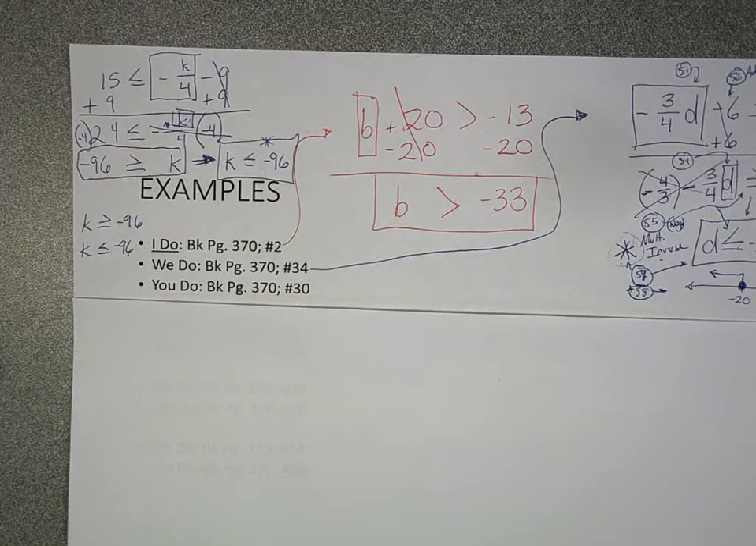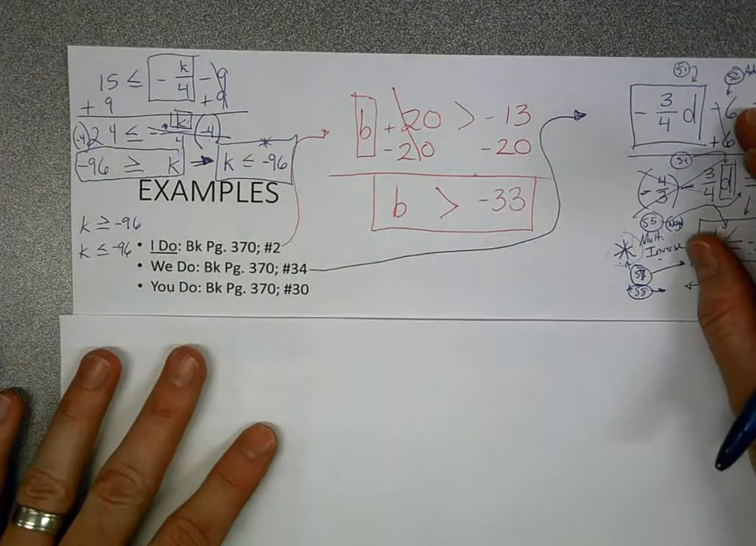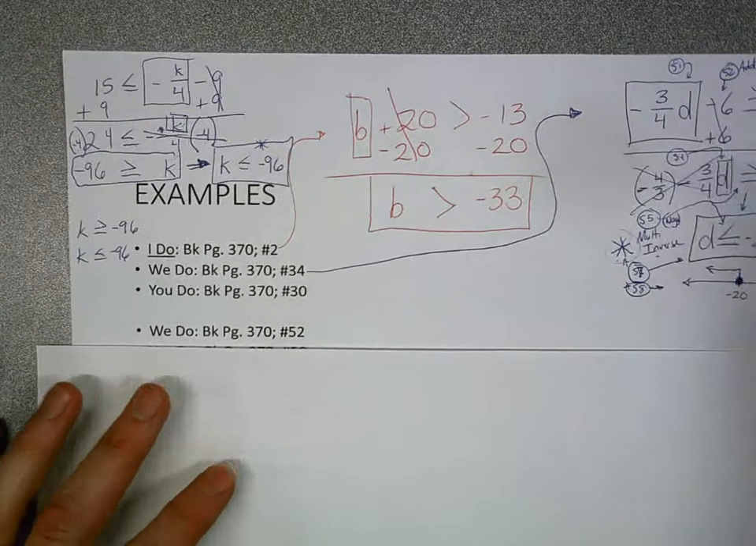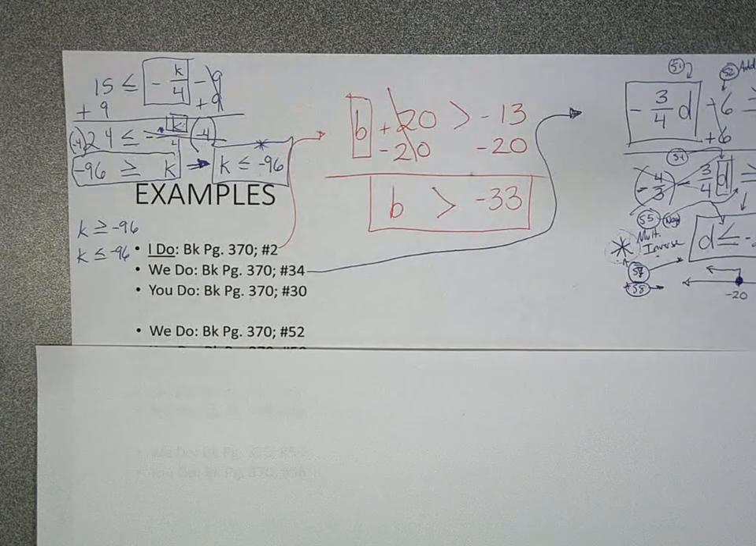Okay, guys, other questions? Okay, let's go to a different type of problem. Here we go. 370. Let's take a look. It ends up being on 371, number 52. All right, number 52 says, write an inequality to represent each situation, then solve each inequality.